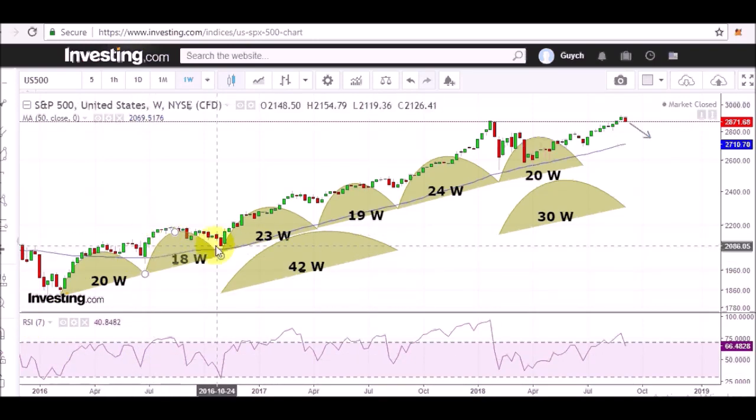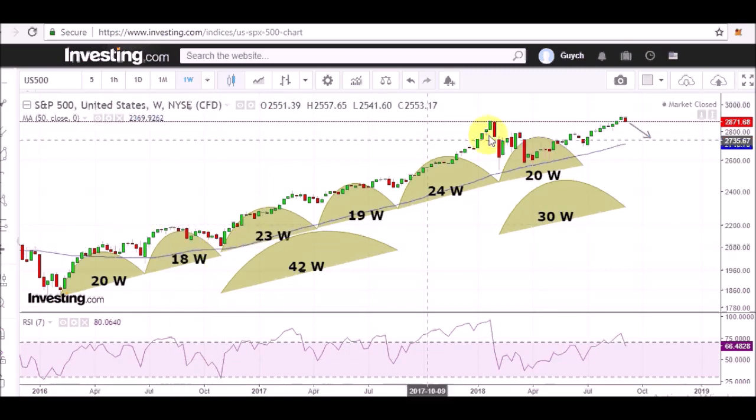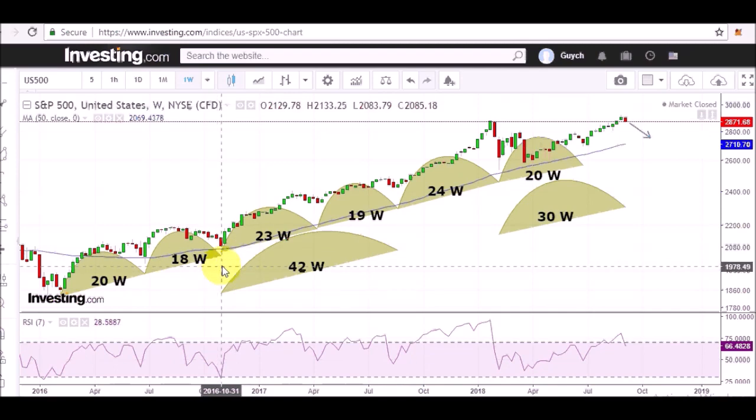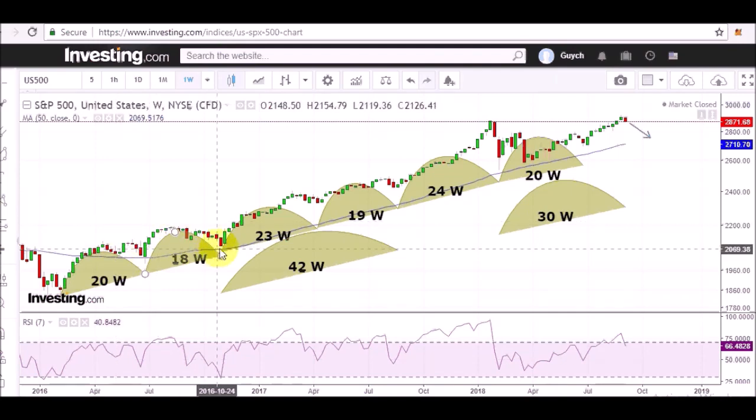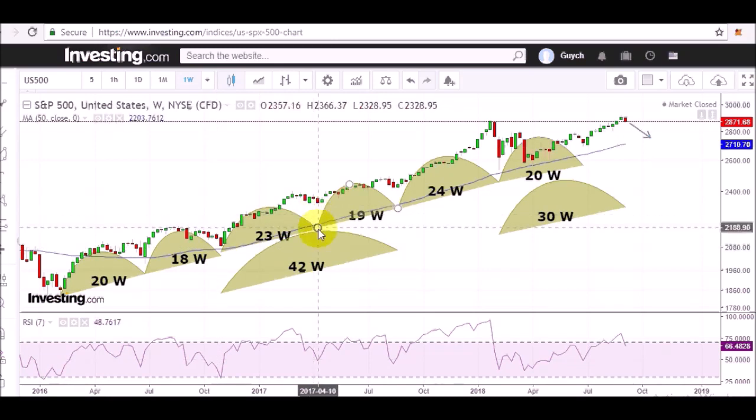The next cycle was the shortest that we've seen so far in this period, lasting only 18 weeks. So these first two cycles, I'm pretty certain about these, although they seem to be a little too short. The next two is what I'm a little bit uncertain about.